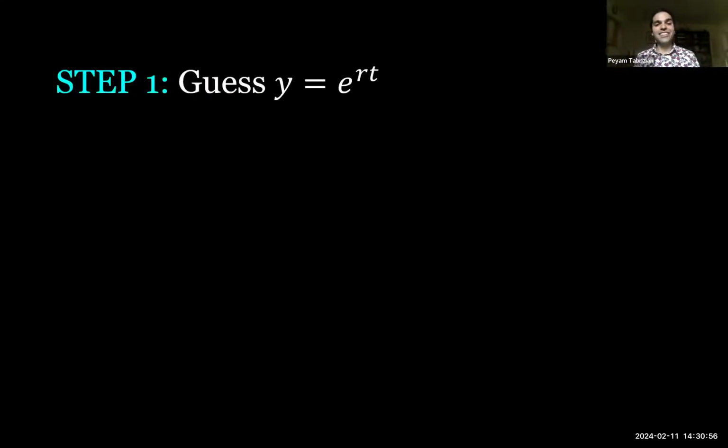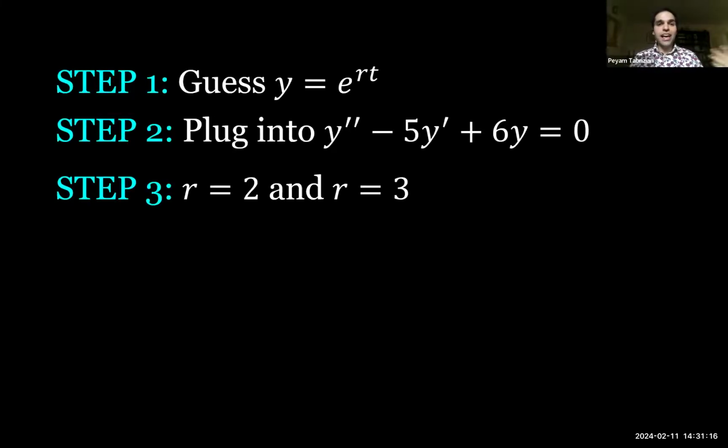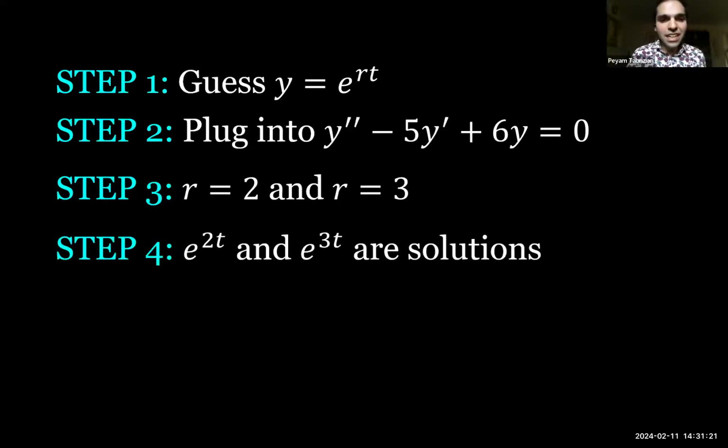You guess that the solution is of the form e to the rt, which already leaves the student confused. They're like, why e to the rt? And usually your answer is, well, because it was done with first order ODEs, which is not very satisfying. Then you plug it into the differential equation, and you eventually find r equals 2 and r equals 3, which means e to the 2t and e to the 3t are solutions. Okay, that part is okay.